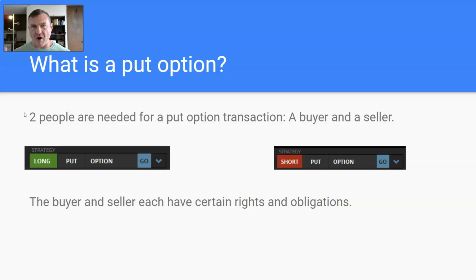Two people or parties are needed for the transaction of a put option. You need a buyer and you need a seller. The buyer is called going long a put option. The seller is called going short a put option. The buyer and the seller have certain rights or obligations.